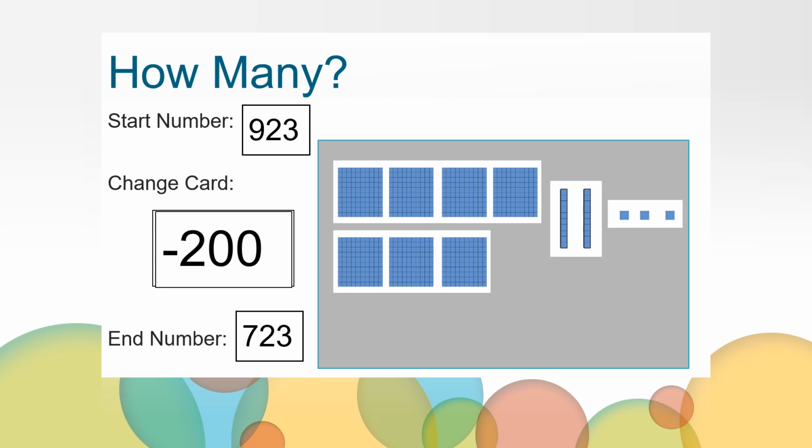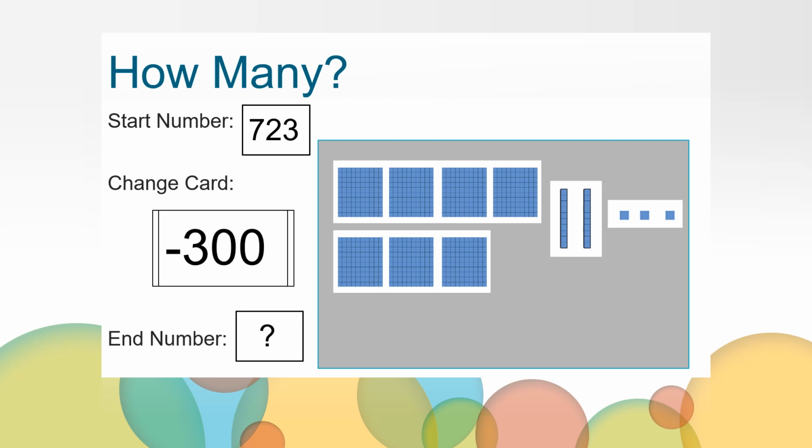Did you say 723? That is correct. The tens rods stayed the same and the ones cubes stayed the same, but we removed or took away 2 hundreds flats. So now we are left with only 7 hundreds. Our final answer is 723. Our new start number is 723, which is already drawn on your paper. The change card says to subtract or take away 300.